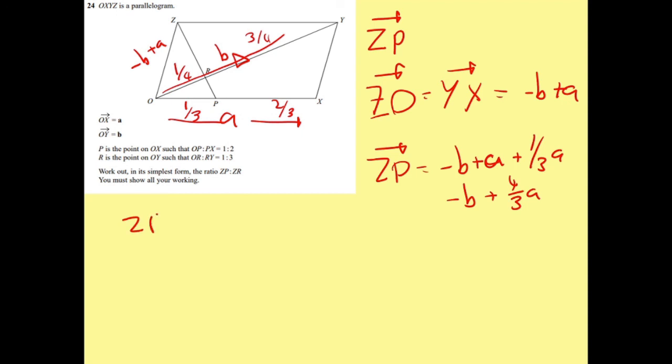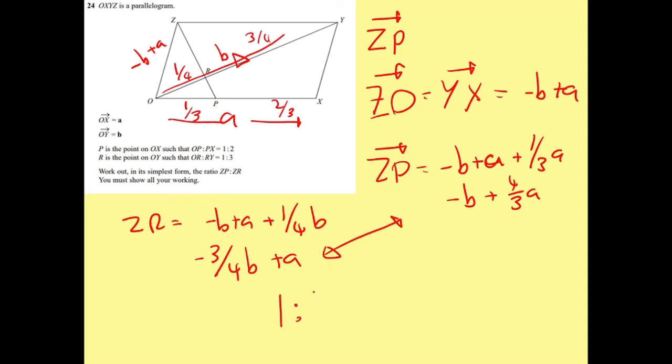Okay, now I need ZR. Where's ZR? I'm going to go down via O, and I'm going to go up to R. All my numbers are there, so I don't have to do anything. So ZO, as we've already done, is minus b plus a. And then I'm going to have to go OR, which is going to be plus 1/4 b. Let's put these together. So this is going to be minus 3/4 b plus a. So simplest form, it's 1 to 4/3. Yeah, that's not the simplest form, so it's 4 to 3.